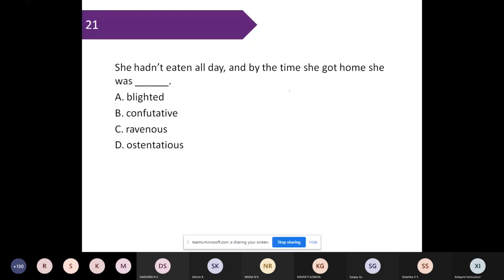Question number 21. She hadn't eaten all day, and by the time she got home, she was blank. So all of you will say the guess word to be hungry. That's the guess word, and go for the correct options. What is the correct option?